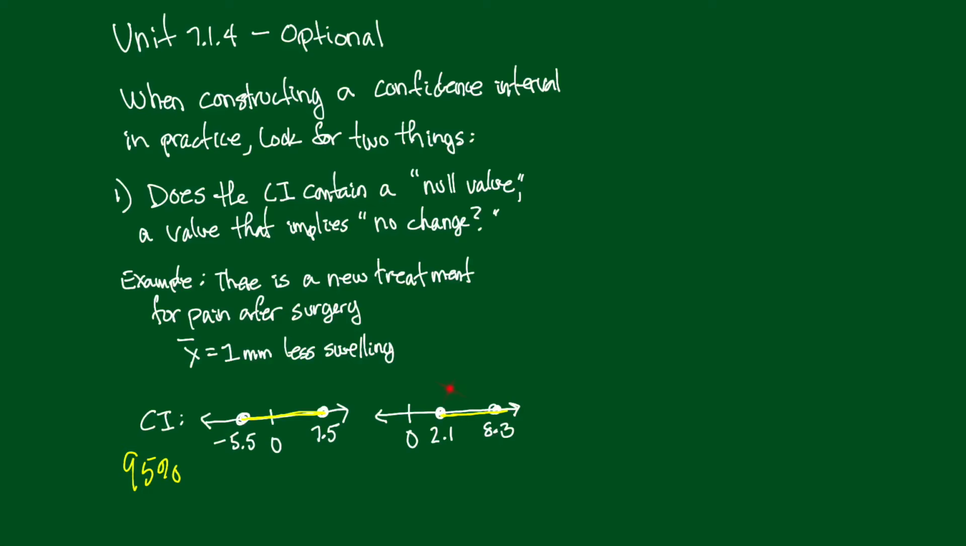But now what about this one over here? Suppose you construct an interval at 95% and you get this interval here. Well, this interval says it's 95% likely that this interval is going to capture the true mean. And the true mean, this is always positive, right? These are all positive numbers. No zero is involved. So it's likely now that there will be some kind of less swelling with this new treatment.